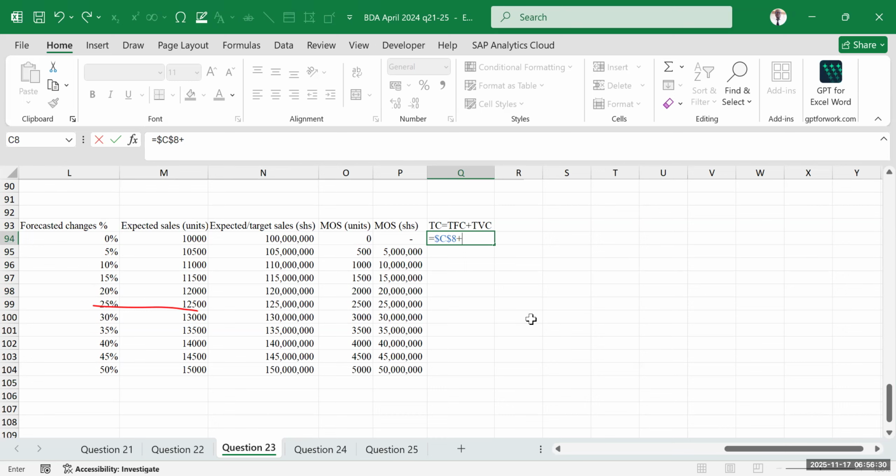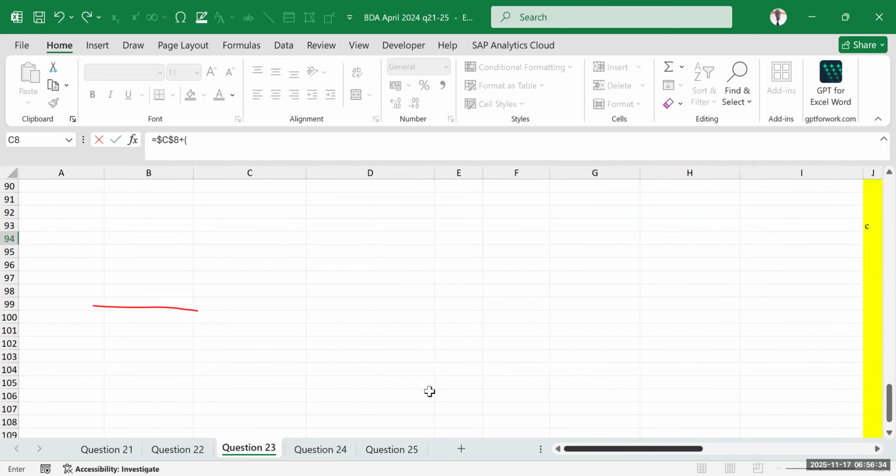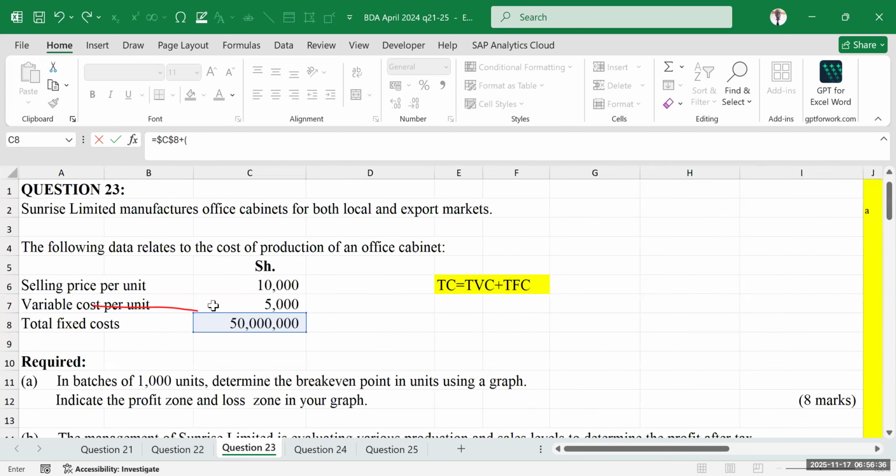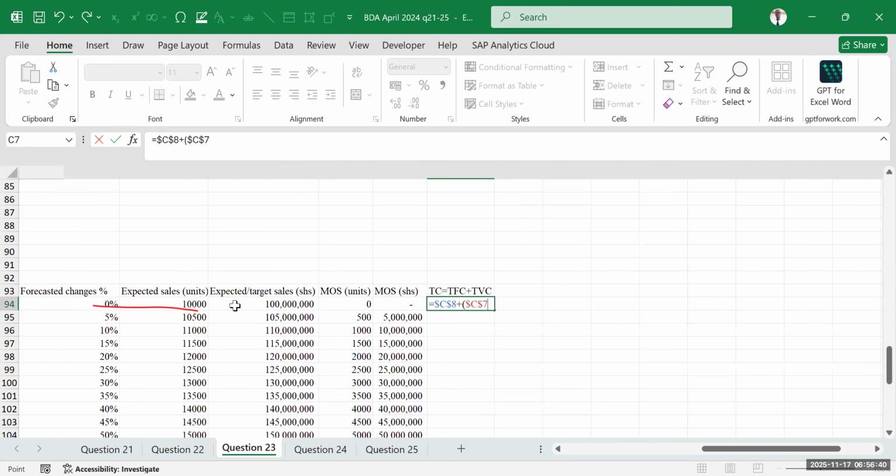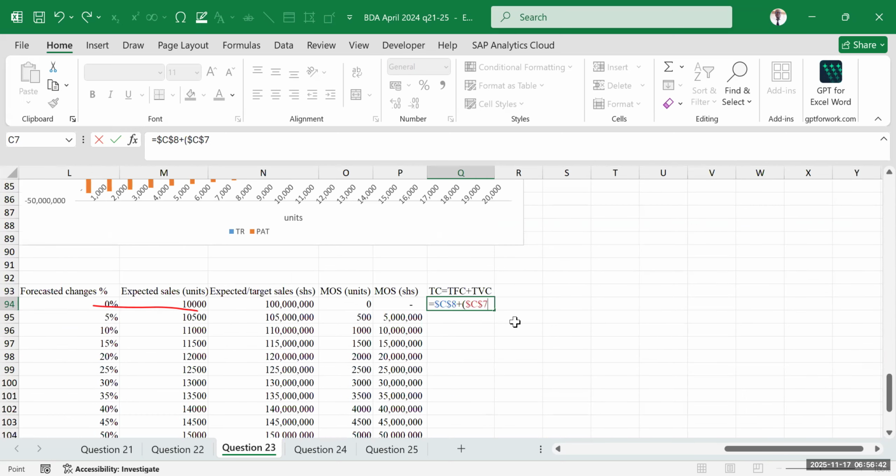We were given. So I want to open a bracket to compute our total variable cost. In the bracket, I refer to the variable cost per unit which we were given, and it is here. That value remains constant, so I fully lock it using F4. I multiply that variable cost per unit by the number of units. Which units am I picking? I'm picking the target sales in units or the expected sales in units. So I'm picking on this one here after the changes so that we get expected total cost.